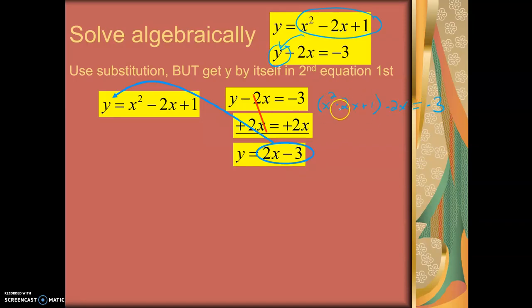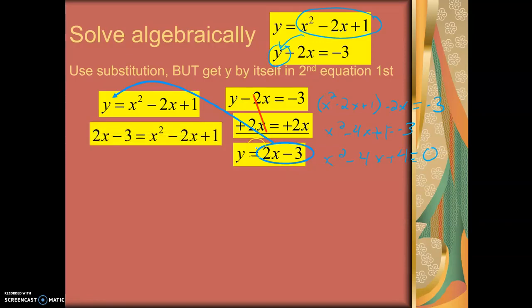And then I could drop the parentheses because there's nothing to distribute and combine my like terms, and I'd have x squared minus 4x plus 1 equals -3. And then experience tells us that we have to move the -3 over to the side, and I get x squared minus 4x plus 4 equals 0. Okay, which is the same thing that's going to happen over here.